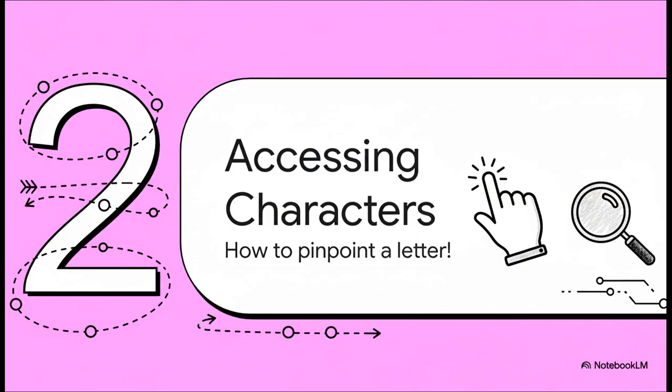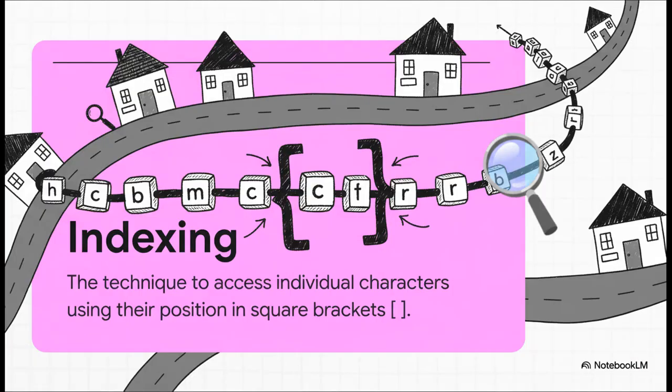So, now we know what a string is. But what if you want to grab just one specific letter from it? Like maybe the very first letter, or the last one. How do you pinpoint it? Let's see. For this, we use something called indexing. Now, think of a string like a train, where every character is sitting in a different compartment. Each compartment has a number, right? That number is its index. And to get to that compartment, we use the square brackets.